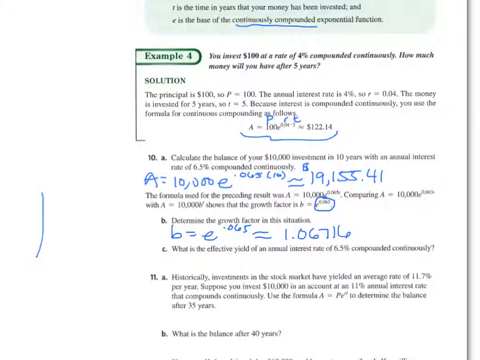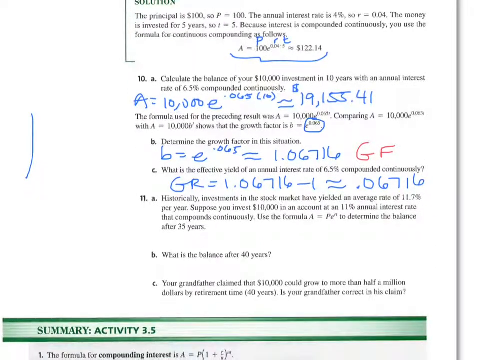Okay, so what's the effective yield then? This right here is my growth factor. What's my growth rate? Well, it's 1.06716 minus 1. So it's 0.06716, or in other words, 6.716%. So that's how much interest we're yielding if it's compounded continuously.